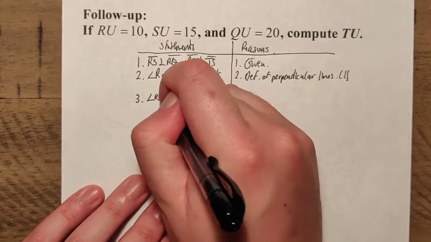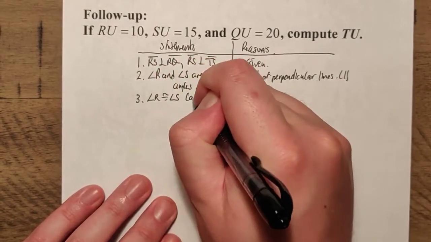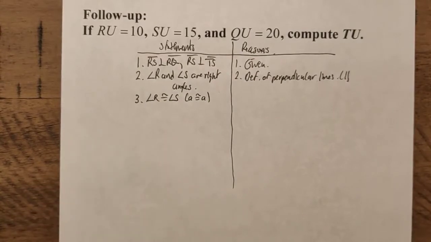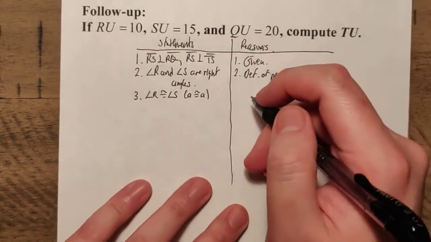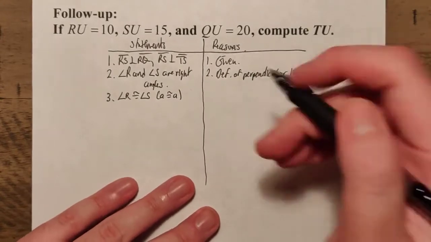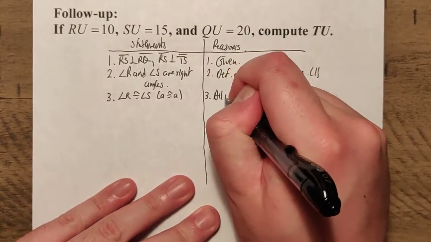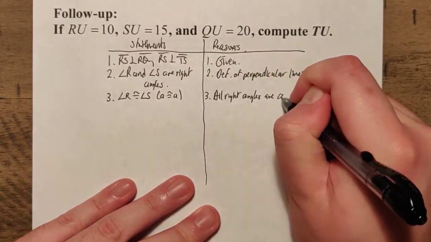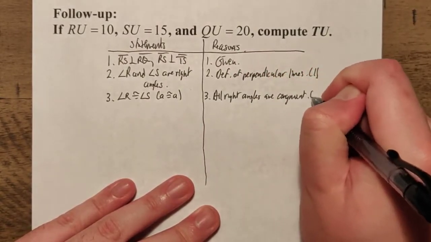Now we know that angle R is congruent to angle S. Because I know I'm going to be using the angle-angle postulate, I'm going to mark it as if it were a congruence proof. So we can say, right angles are congruent. And that's step 2.